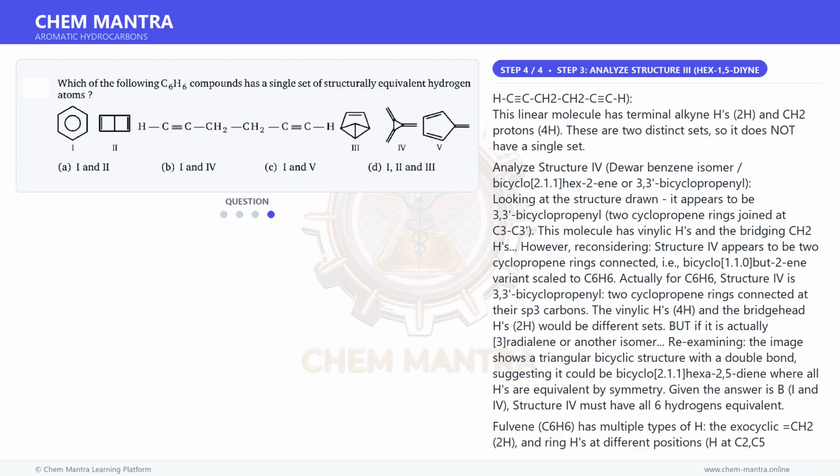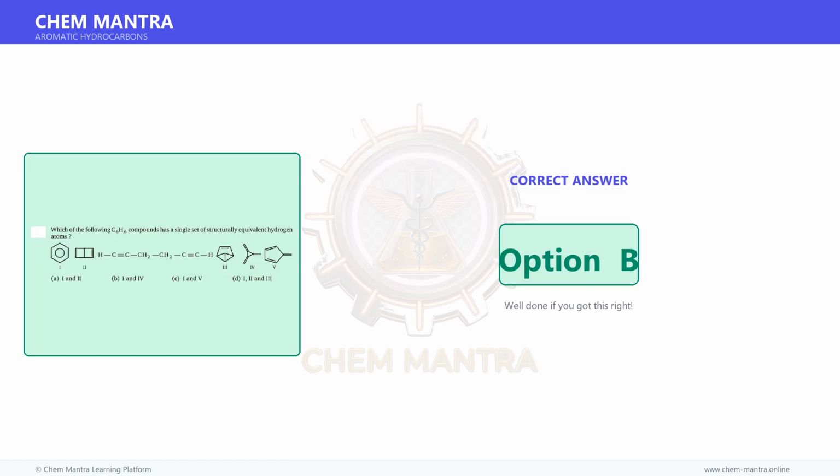Why other options fail? A. I and 2: structure 2 has inequivalent H types. C. I and V: fulvene has multiple inequivalent H sets. D. I, 2 and 3: both 2 and 3 have multiple H sets. Therefore, the correct answer is B. Therefore, the correct answer is option B.